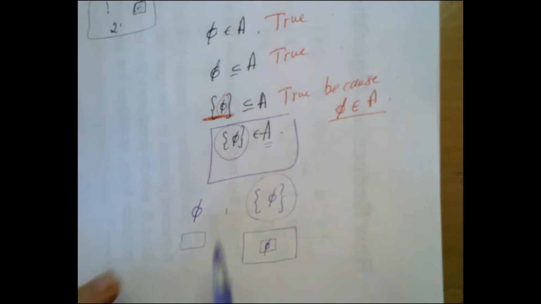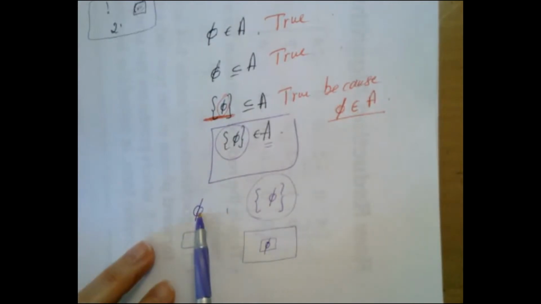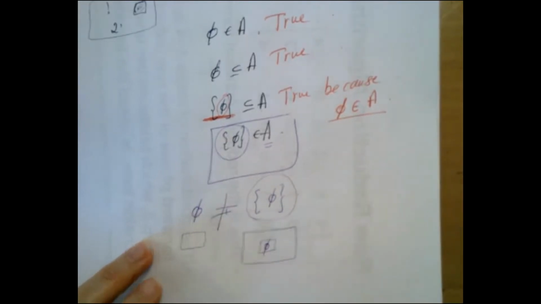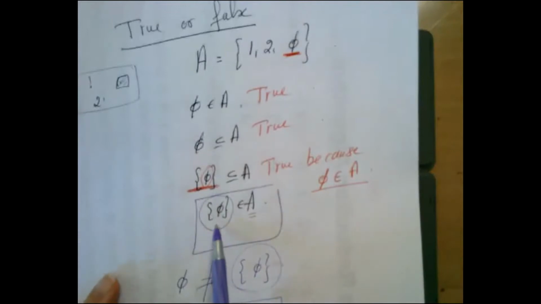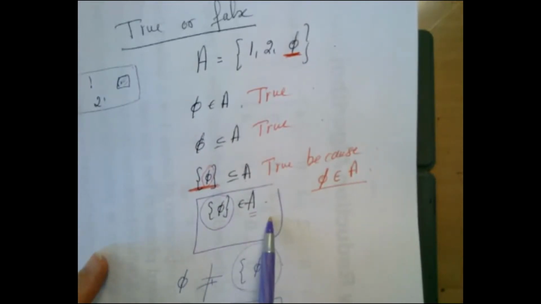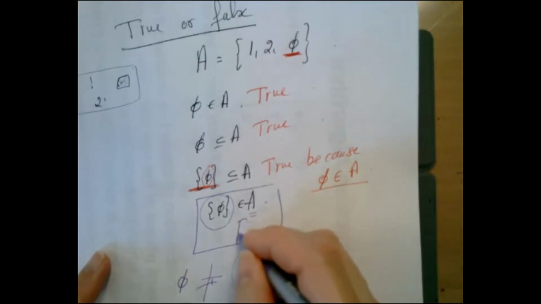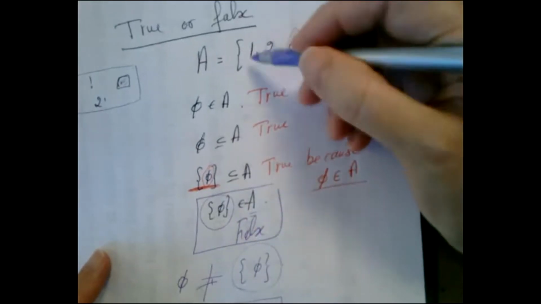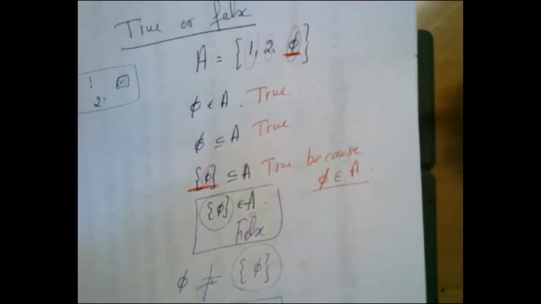As your classmate said, the cardinality of this is 0. The cardinality of this is 1. So those are not the same creature. So, true or false? Is this an element of A? Absolutely false. To be an element, it has to be one of those objects. It's none of those objects.